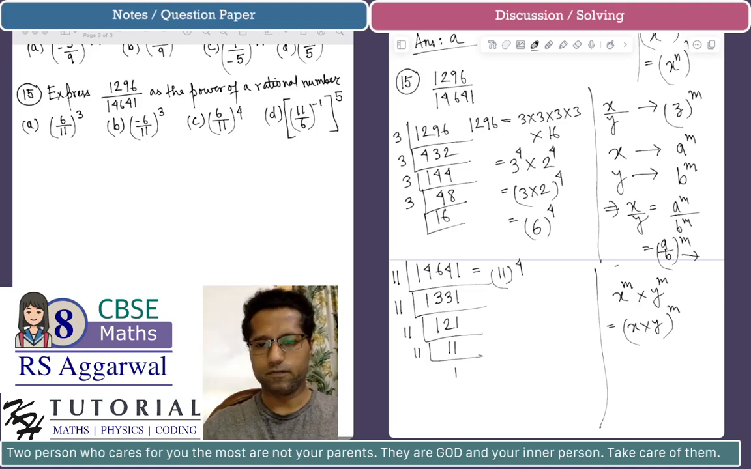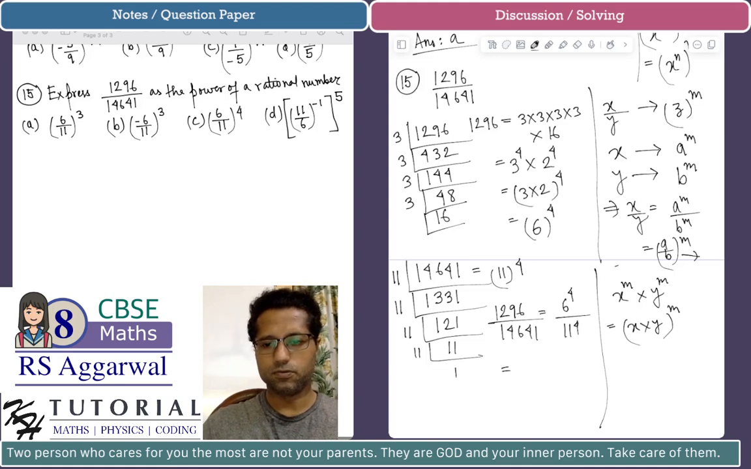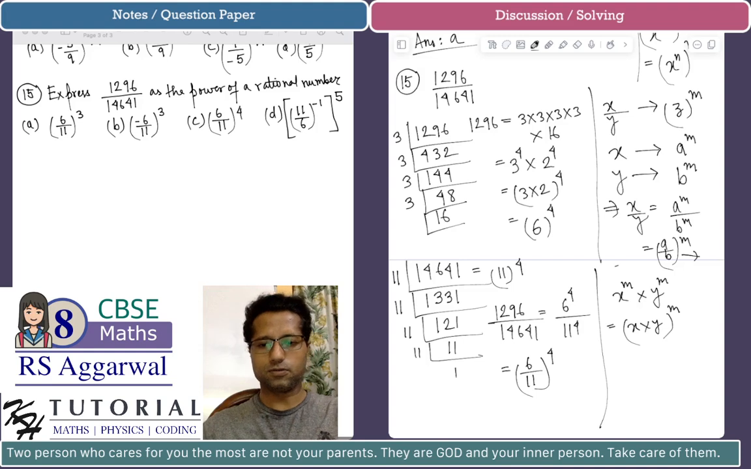Now let's see 1296 divided by 14641. It is equal to 6 to the power 4 divided by 11 to the power 4. This will be equal to 6 by 11 whole to the power 4, and so the correct choice is C.